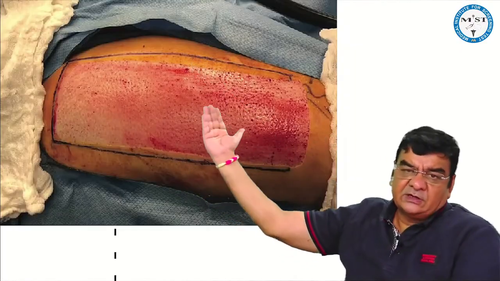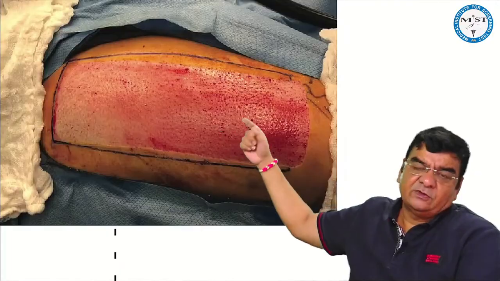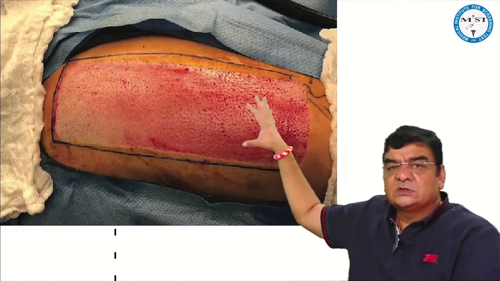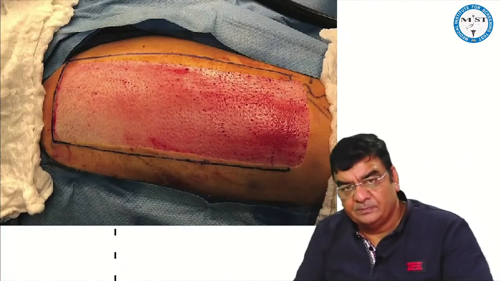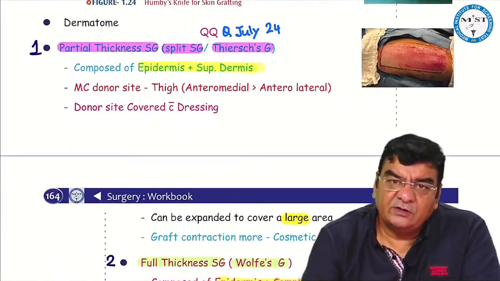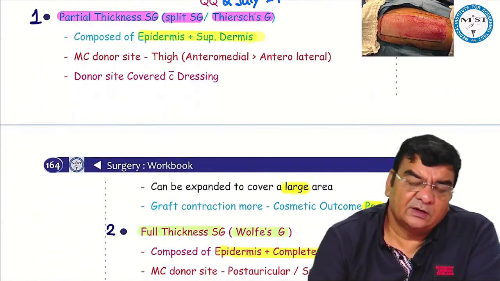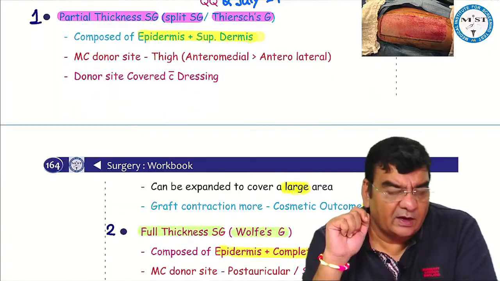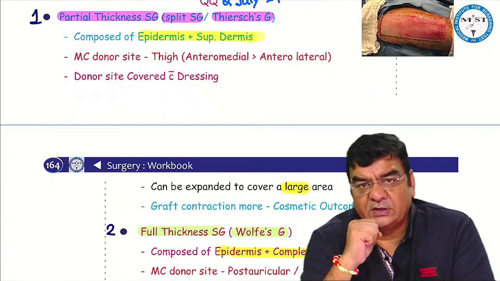After taking the skin graft, the donor site is covered with bandaging and new skin will come up in 2 weeks' time. In full thickness skin graft, generally we take it from the post-auricular area or the supraclavicular area, and the donor site will require suturing.